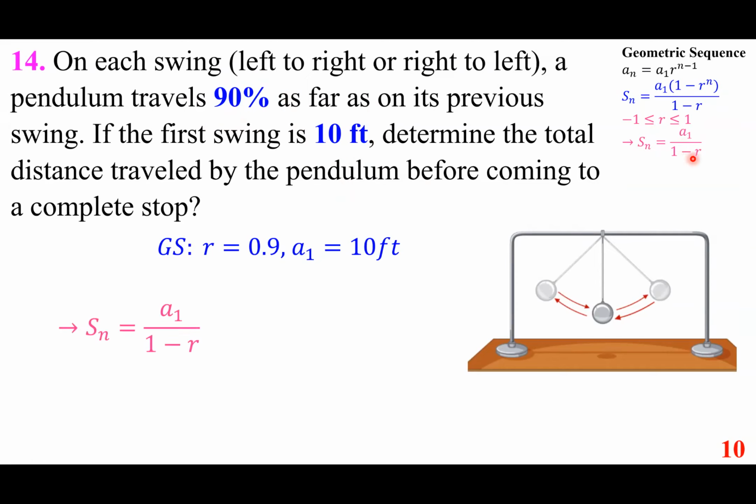So all you have to do is plug in 10 instead of A sub 1 and 0.9 instead of R. As you know, 1 minus 0.9 is 0.1. 10 divided by 0.1 means 10 times 10, or 100. And same unit, 100 feet. That is extremely important.